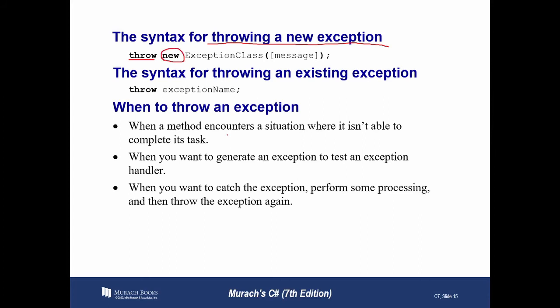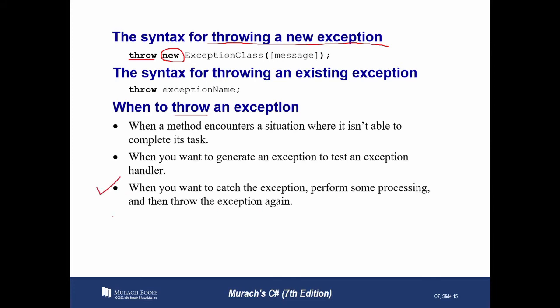Okay, it's part of the syntax to it. So when a method encounters a situation where it isn't able to complete its task, you throw an exception. When you want to generate an exception to test an exception handler, when you want to catch the exception, perform some processing, and then throw the exception again.